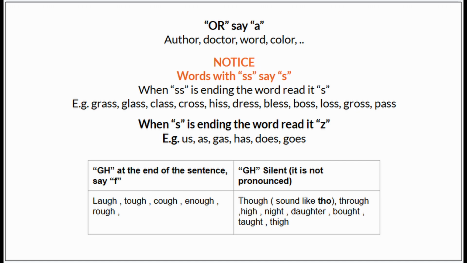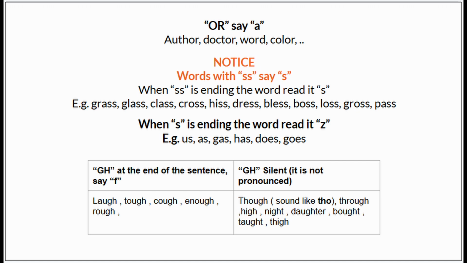Lastly, we have GH at the end of the word, say F. This is a word that a lot of people always fail to read. When G and H end the word, you have to read it as F. This is the formula number 1. For example, laugh. Tough. This G and H, you read it as F. Cough. Enough. Rough.